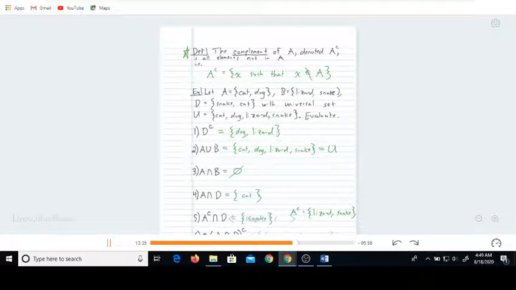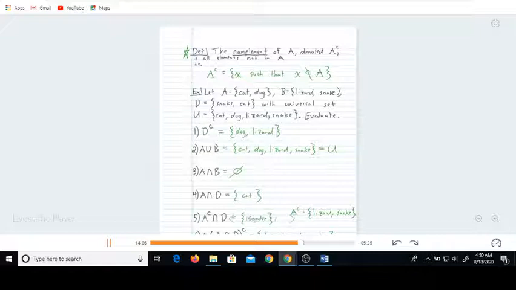Alright, and then the last one, we want to do the complement of the intersection of A intersect D. So off to the side, A intersect D, which we did earlier in example number 4, is cat. So the complement of that set is basically all the animals except for the cat, which is dog, lizard, snake. Alright, I'm done with that. Cool. So that's that example.